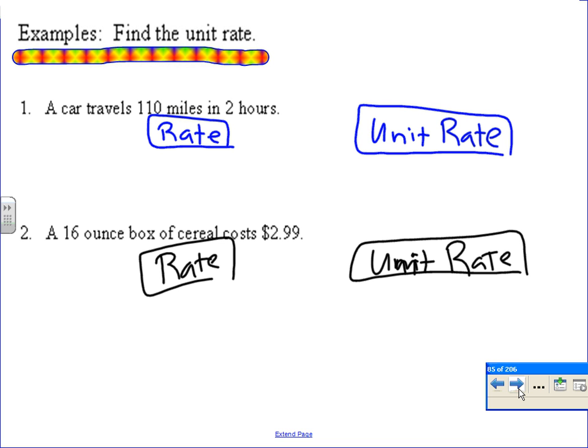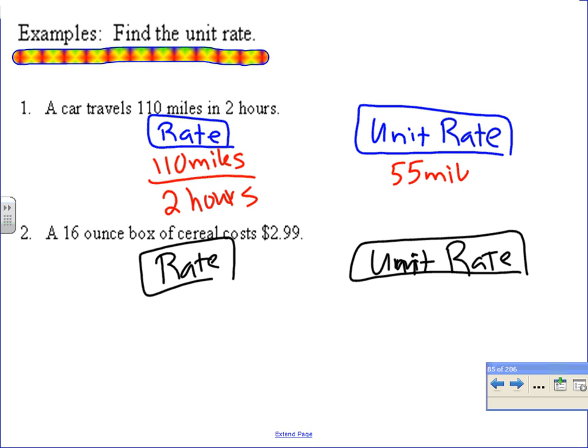What is the rate for number 1? What is the rate written as a fraction, Charles? 110 miles over, good job, 2 hours. Cool. So that's the rate. It compares 2 quantities. It's written as a fraction. It's written as a quotient. What is the unit rate of number 1? Justin. How'd you do that, Justin? Good job. 55 miles for every 1 hour.